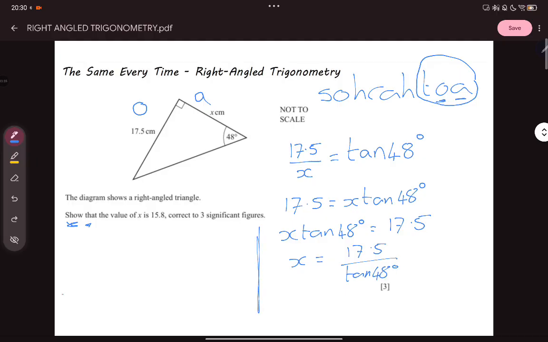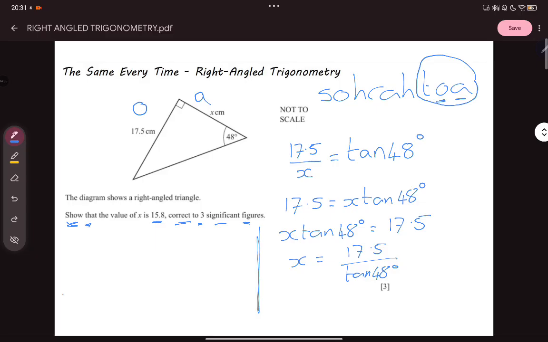So calculator job for this one. 17.5 divided by tan, not inverse tan this time, just tan 48. And I've got 15.7570 and so on. Try it on your calculator, make sure you get the same thing. Now, it's a show that question, so we do need to be showing all our working out. And they say the value of x is 15.8, correct to 3 significant figures.